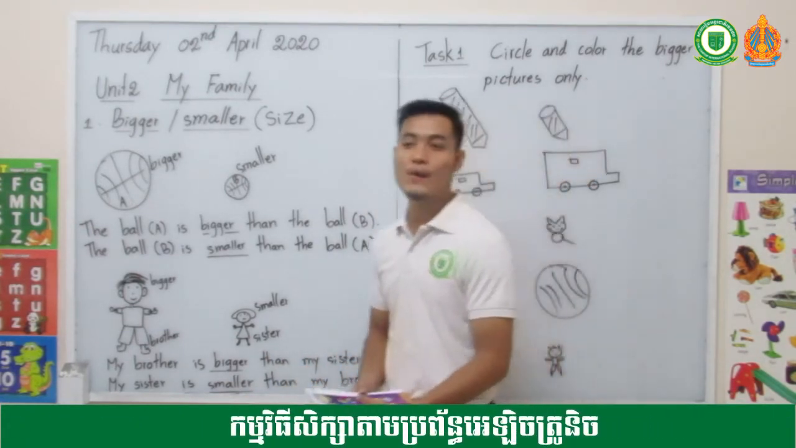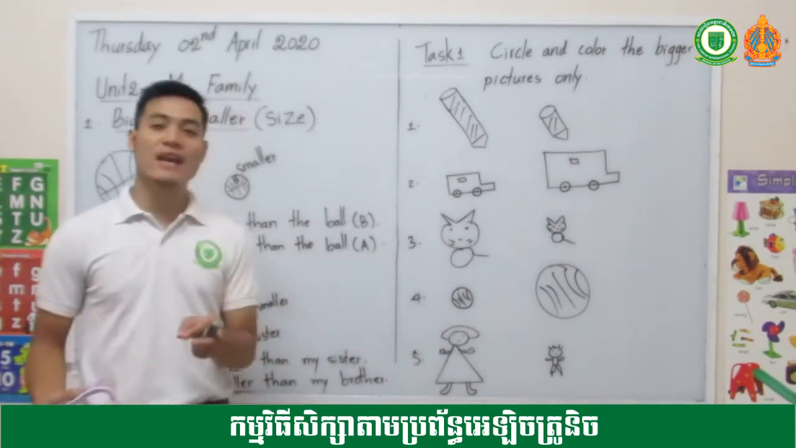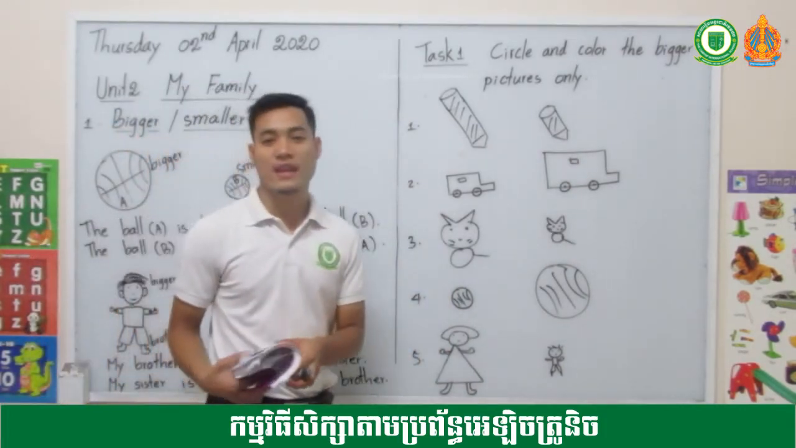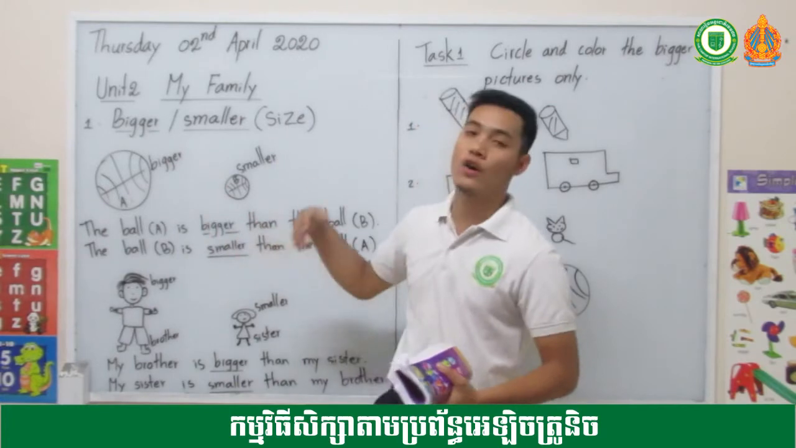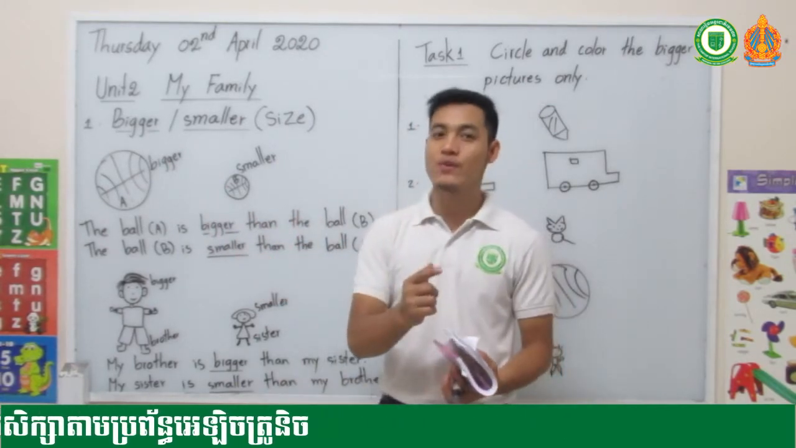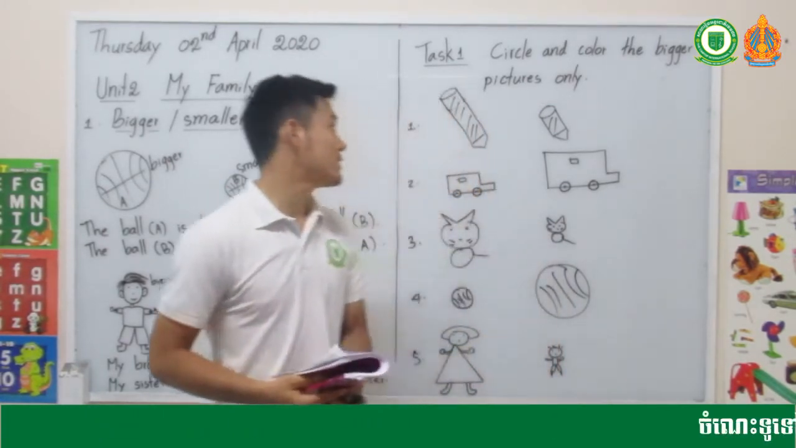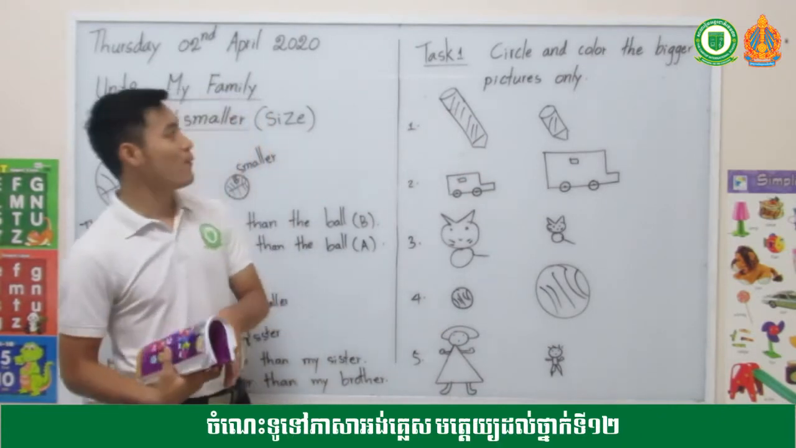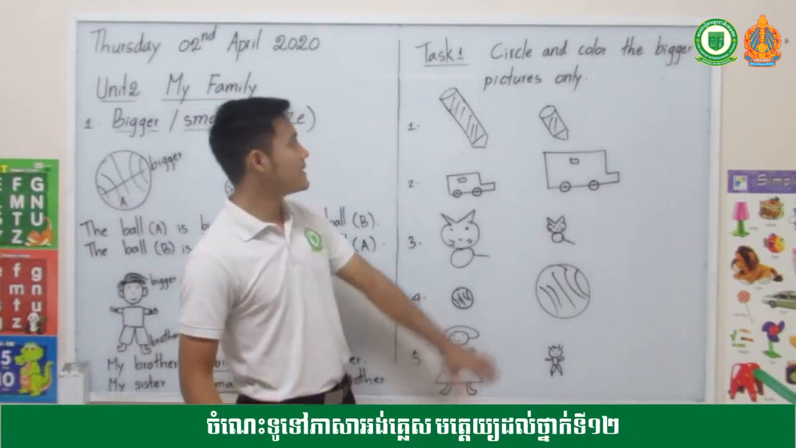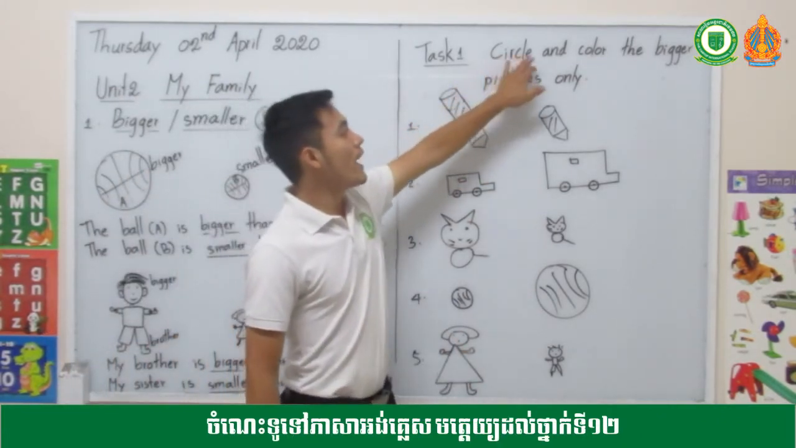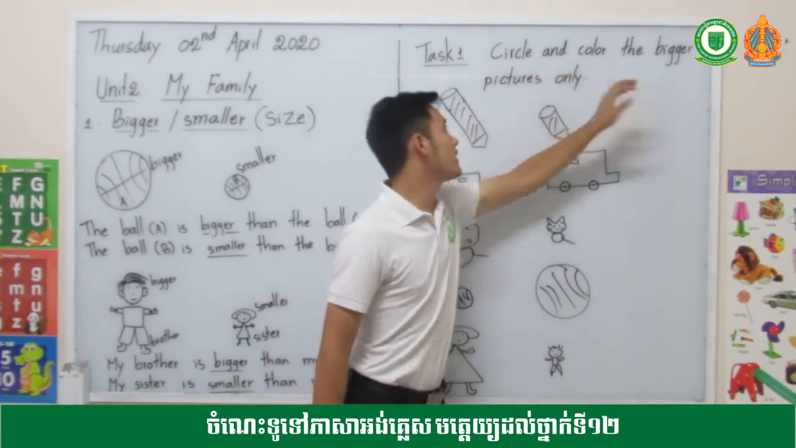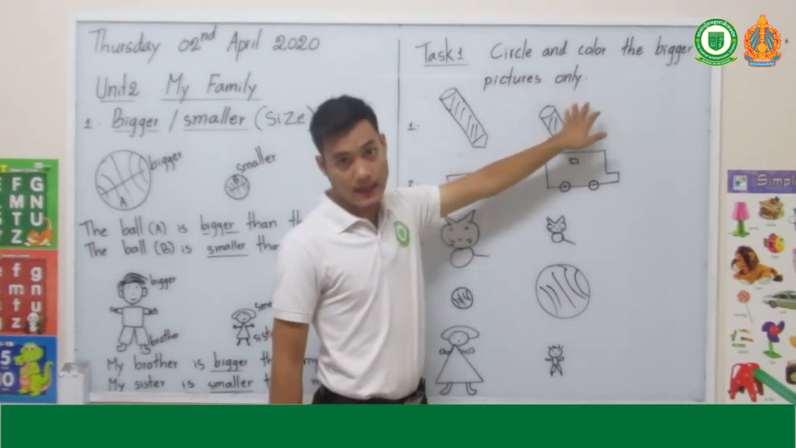Alright. So to check that you really understand bigger and smaller, I want to give you a task. So now we go to task one together. Task one here is: circle and color the bigger pictures only.